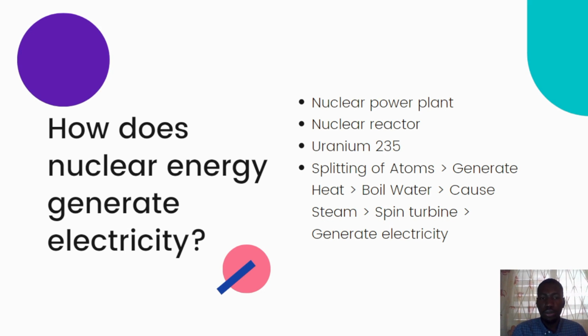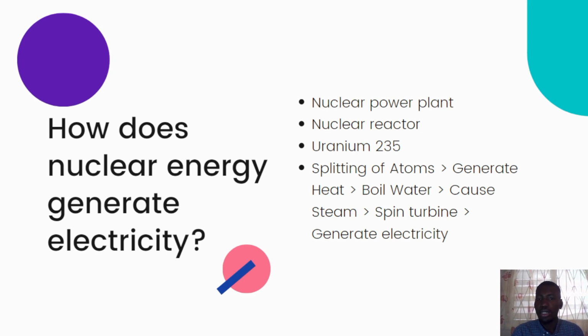So, what does the nuclear reactor do? The nuclear reactor splits uranium atoms, which then generates heat. The generated heat is then used to boil water, which causes steam. The steam then spins a turbine that is connected to a generator, which creates electricity.